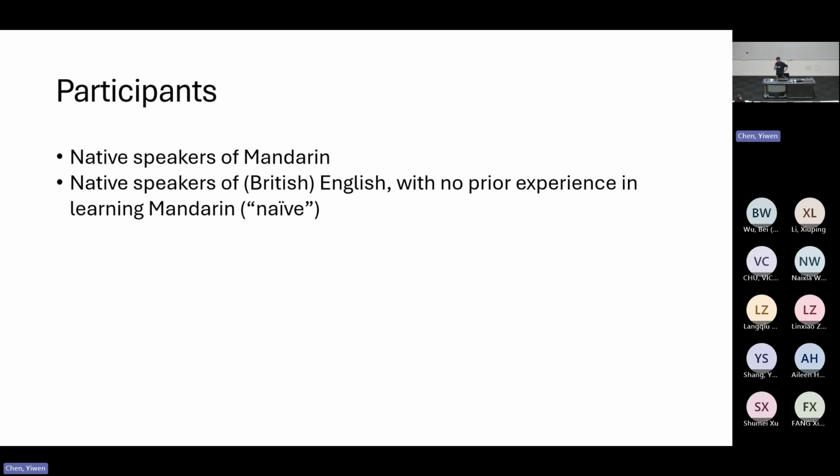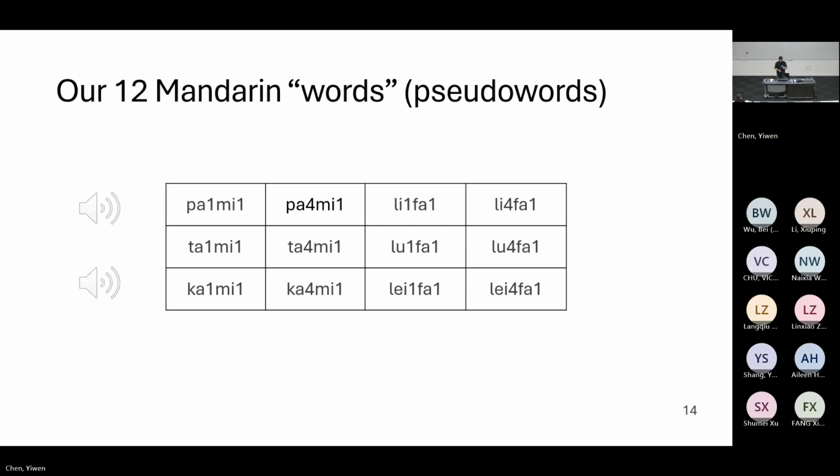Okay, so here's kind of use this also to introduce you to the methodology, how we do research on implicit and explicit learning of languages, in this case, of Mandarin. So in this experiment, we have two groups. We have Mandarin native speakers, and we have native speakers of British English without experience in learning Mandarin. So these are what we call naive. They don't speak Mandarin.